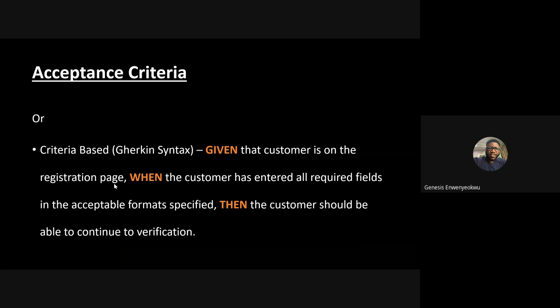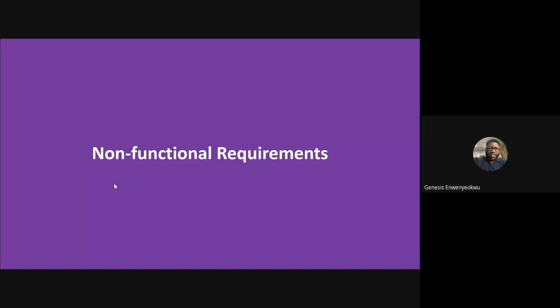So given that a customer is on the registration page, so given that they've met the condition of being on the registration page, when they perform an action, that is when the customer has entered all required fields in the acceptable format, then an outcome: the customer should be able to continue to verification. So given that a condition has been met, or given a scenario is set, when an action has been performed by a user, then an outcome should result, or an outcome should happen. That basically is what acceptance criteria is all about.